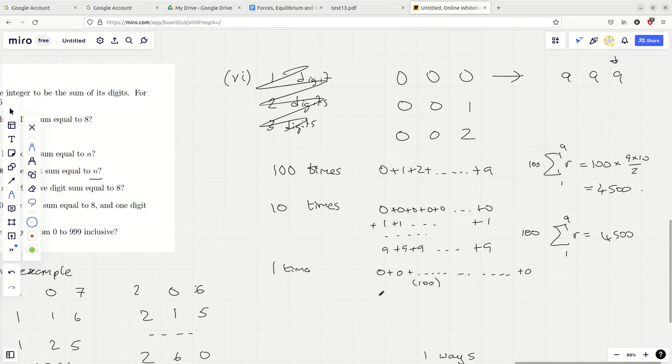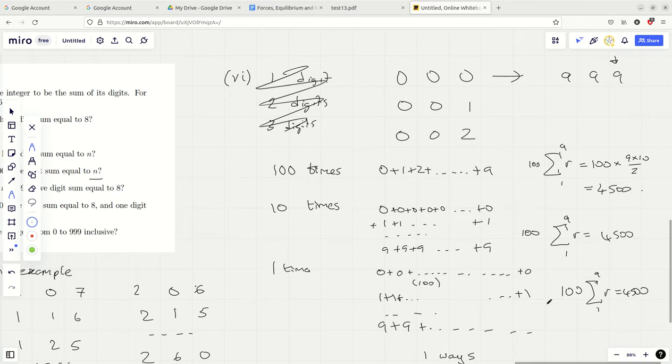And then you're going to have 1 plus 1 plus 1 for all the hundreds, from 100 to 199. And then, from 900 to 999, you're going to have this. So what have we got here? Once again, we've got exactly the same thing: 100 times the sigma from 1 to 9 of r, which is 4,500.